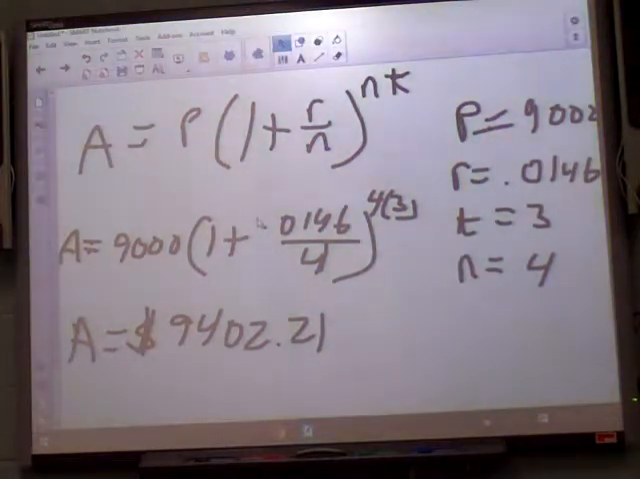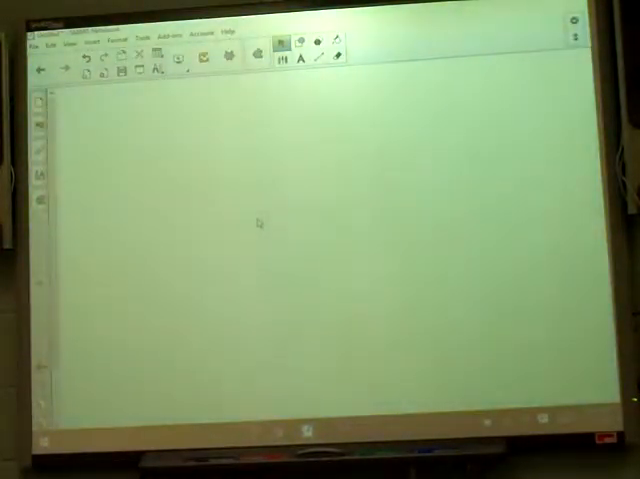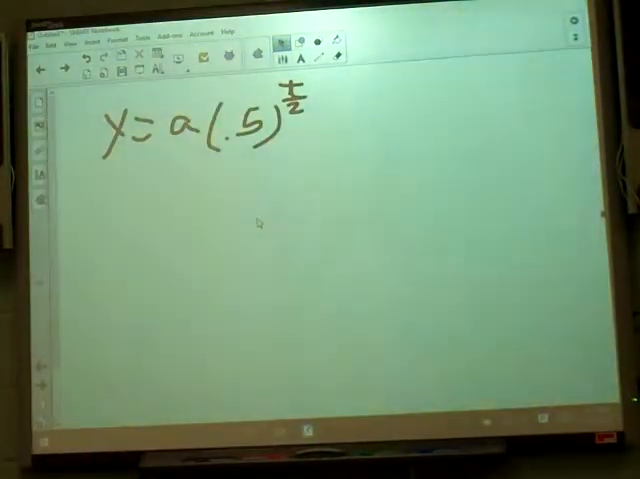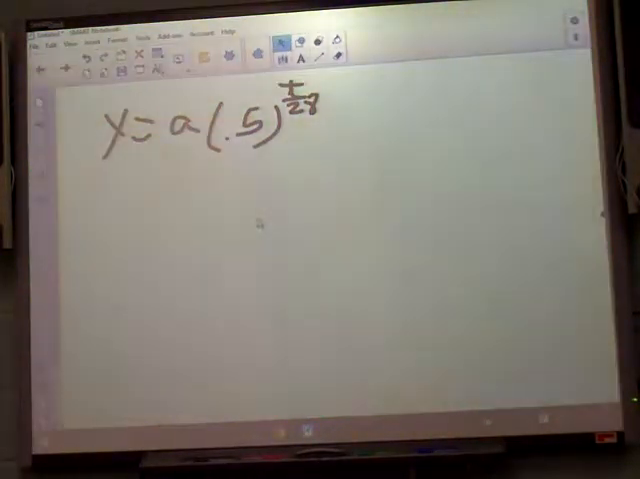All right, we got one more type of problem, then we'll have an exit question in a minute. This one says y equals a times 0.5 to the t over 28 power. It says the amount y in grams of the radioactive isotope chromium-51 remaining after t days is that function, where a is the initial amount in grams. What percent of the chromium-51 decays each day?